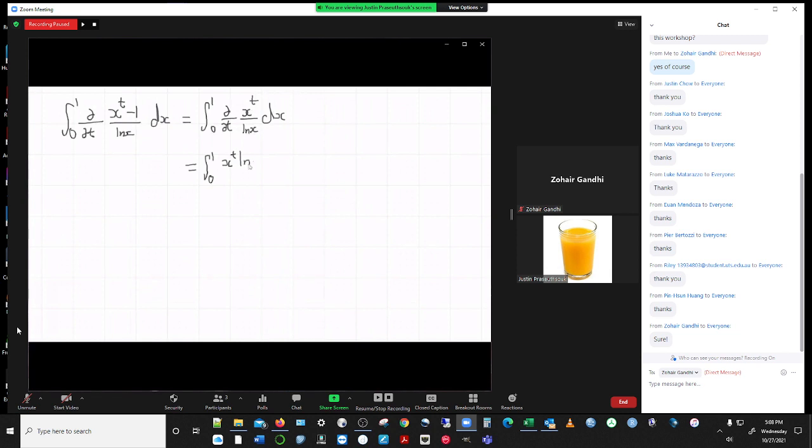That means we take the first derivative of x^t, which is equal to x^t multiplied by ln x. Now the ln x's cancel each other out, and we're just left with the integral from 0 to 1 of x^t dx.